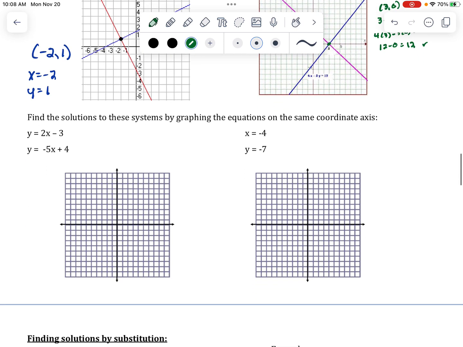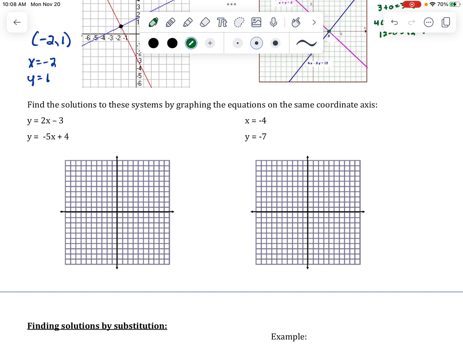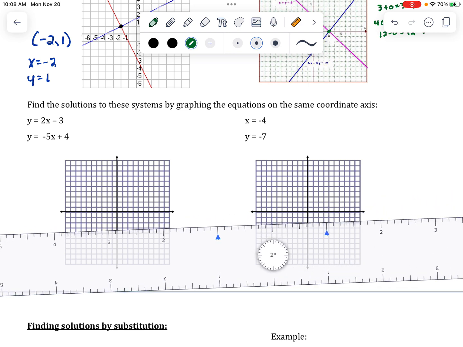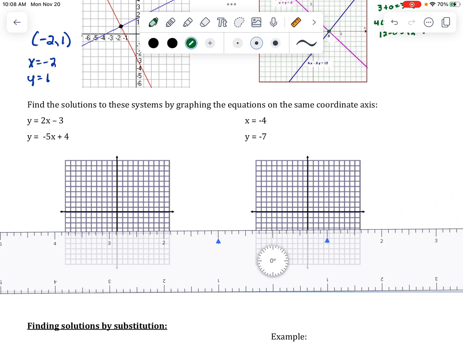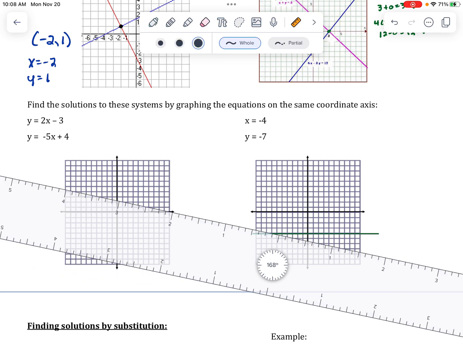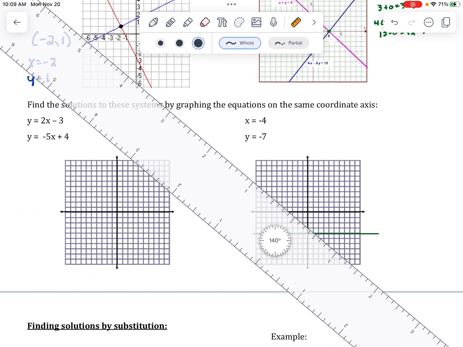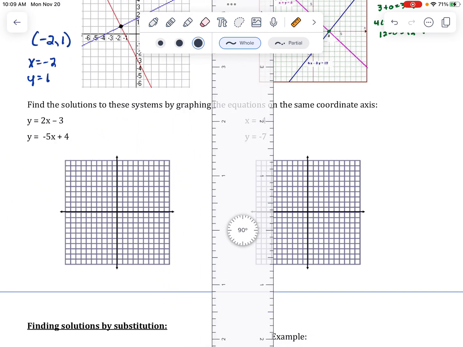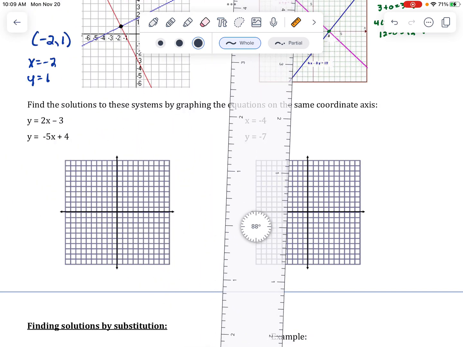Now let's find the solutions to these systems by graphing the equations on the same coordinate axes. So I'll pull out my ruler. Let's do the one on the right first. x equals -4. So here's my equation. Oh, now you caught me. Oops, I did it the wrong way. It's x equals -4, not y.